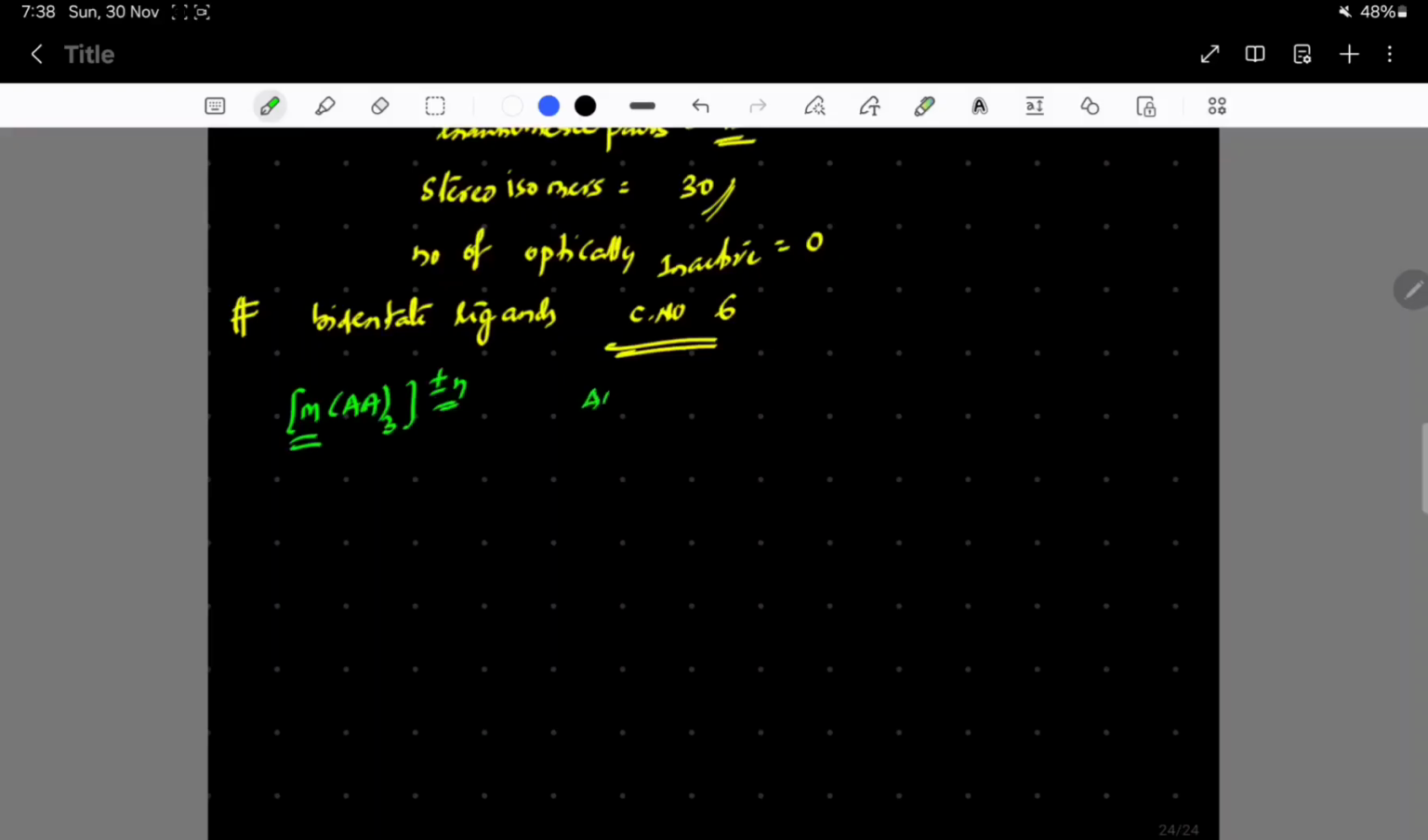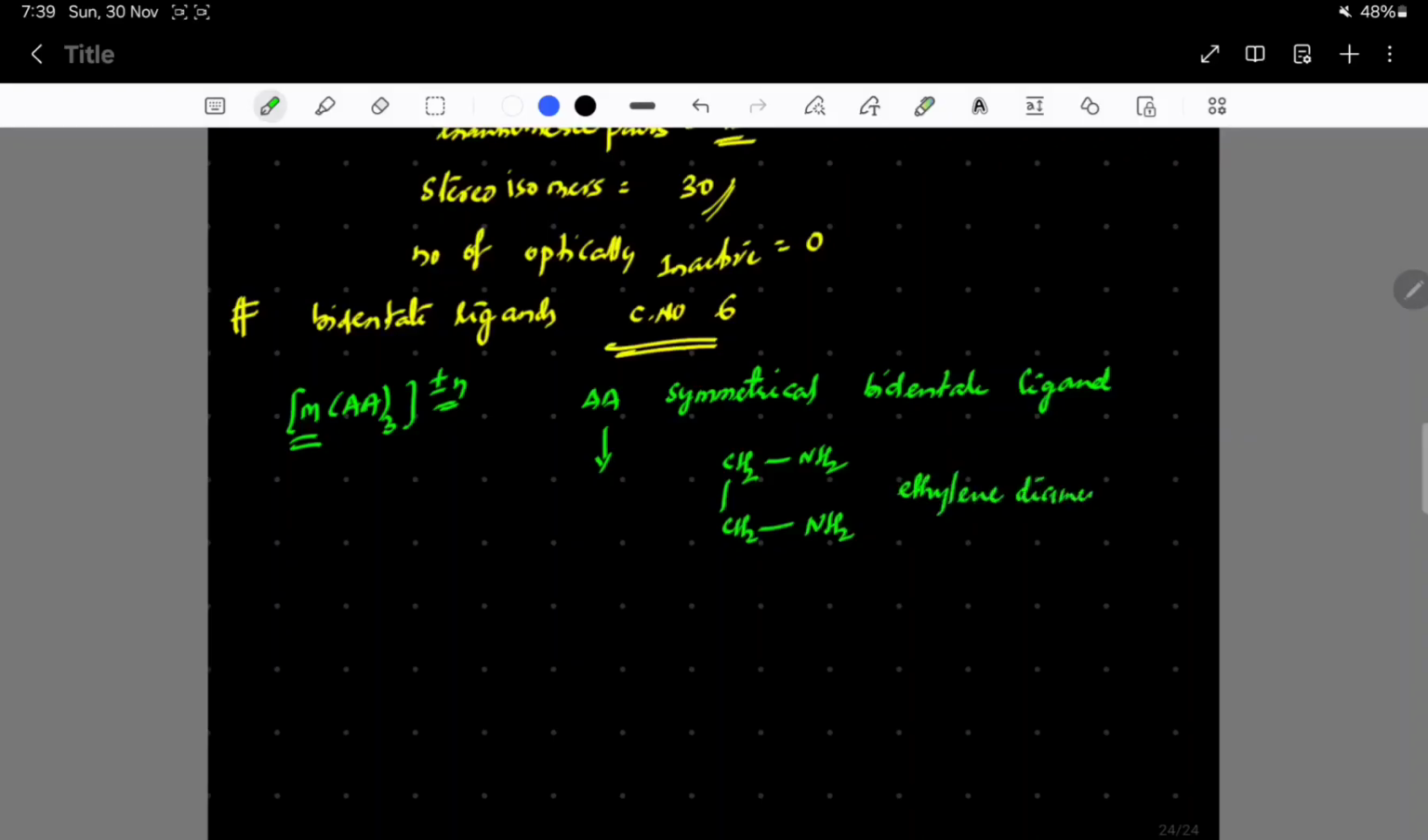Now tell me, AA means nothing but a symmetrical bidentate ligand, right? Clear? It is a symmetrical bidentate ligand. Can you write an example of a symmetrical bidentate ligand? A good example is NH2 CH2 CH2 NH2. This is ethylene diamine, which we can simply label as en.